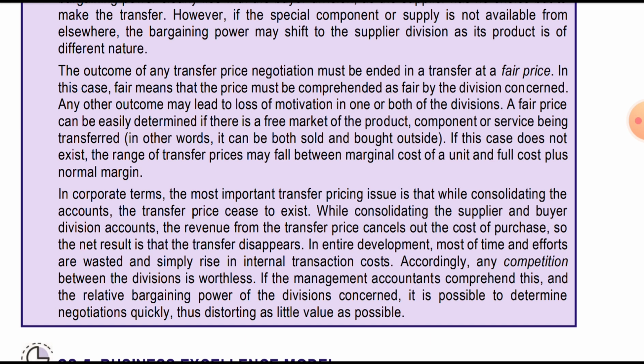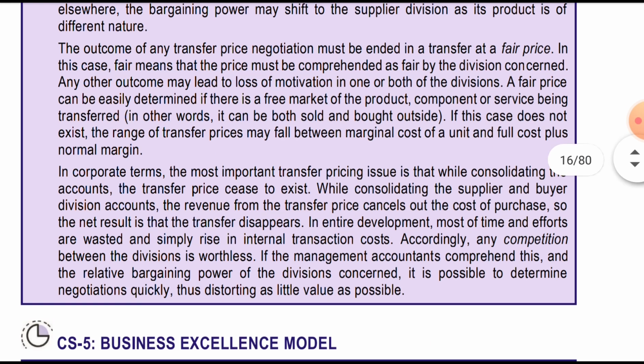If this case does not exist, so if there isn't any fair free market outside, the range of the transfer price may fall between the marginal cost of the unit and the full cost plus a normal margin. So there can be two ways: either transfer it at the marginal cost of the product, or at full cost plus normal margin.